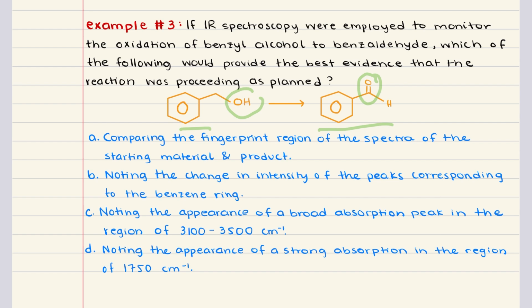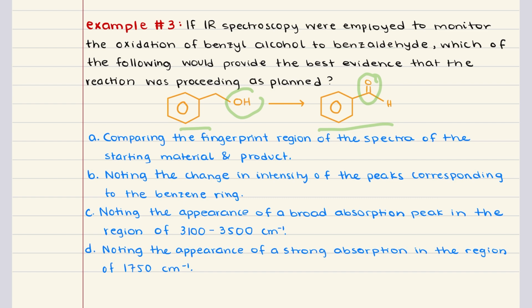So if we're using IR to track this change, we should focus on what makes these two functional groups stand out. Now let's look at the answer choices. A says, comparing the fingerprint region of the spectra for the starting material and the product. Now, the fingerprint region is the region below 1500 wave numbers, and it's highly specific to each molecule. But the problem is, it's not very useful for tracking clear functional group changes, especially in something as simple as this oxidation. It's too messy and it's not specific enough for our goal.